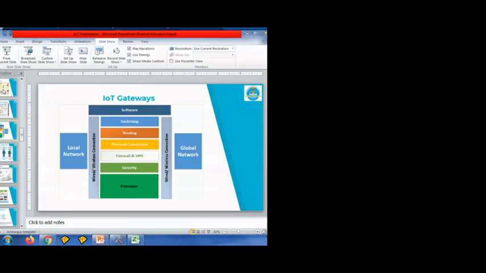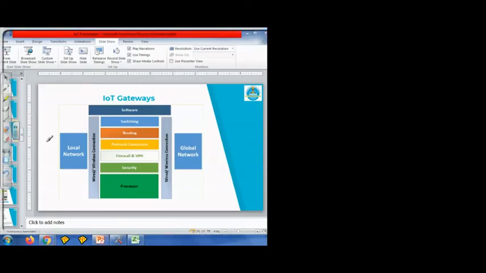Now see, on the left hand side, we have the local network, isn't it? Whatever the devices, whatever the architecture, whatever the network topology you are using, it is a local topology or local network. It is how your devices are connected physically, so that will be considered your local network. On the right hand side, you have the global network, which is nothing but your internet, and after the internet we have the cloud. In between we have the IoT gateway, so it acts as an intermediary between the local network and the global network.